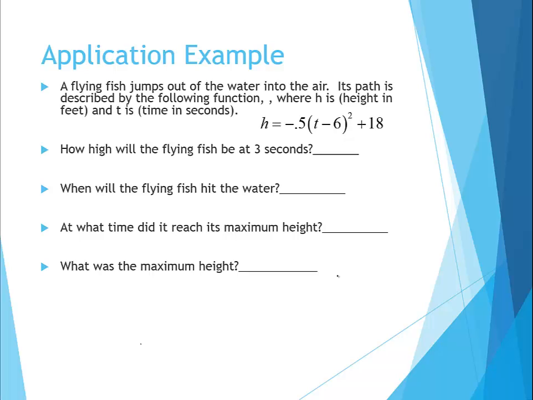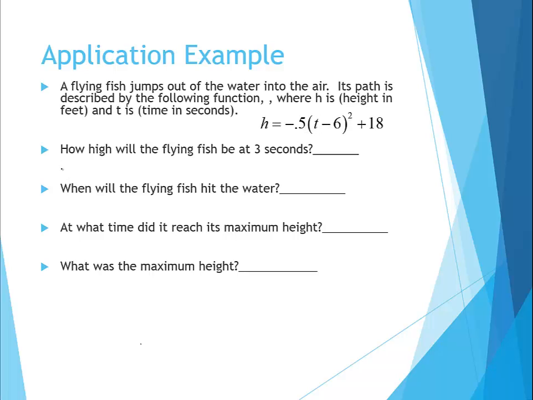Okay, so look at this. How high will the flying fish be at 3 seconds? So that parabola of the fish is modeled by that equation, the vertex form equation. And we have the flying fish at 3 seconds, so 3 seconds as in time. So to find the height at 3 seconds for time, we replace t in this equation with 3.